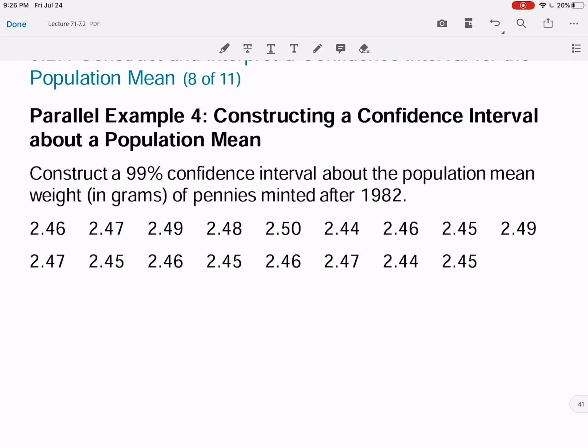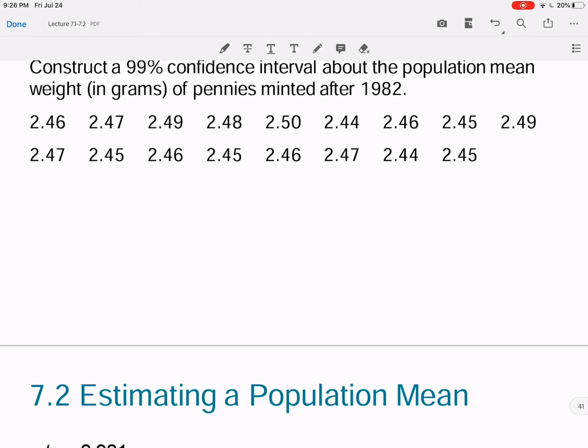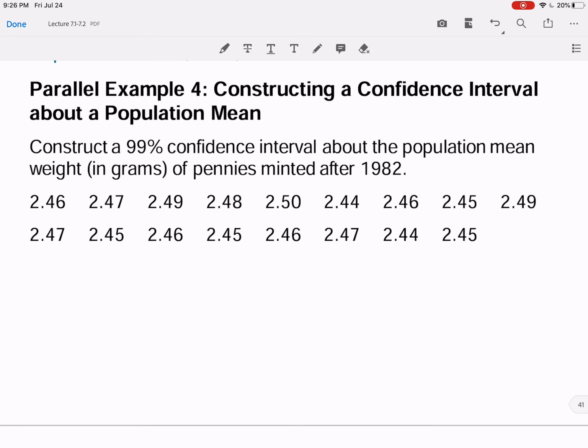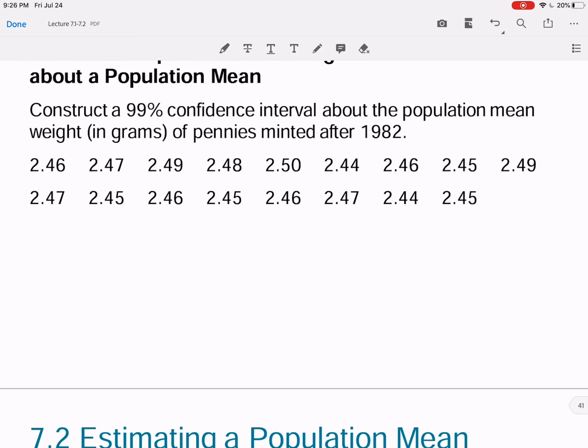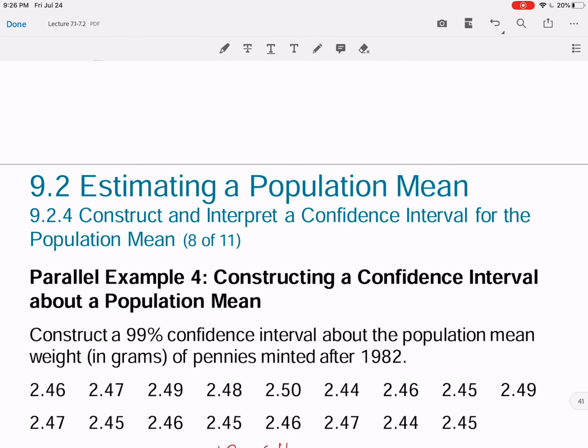Now let's take a look at this example again. Construct a 99% confidence interval about the population mean weight of pennies minted after 1982. Of course we want to find the point estimate first. In this case n is equal to 17, which is less than 40, so we want to consider case 2 here, which means it follows a t distribution.